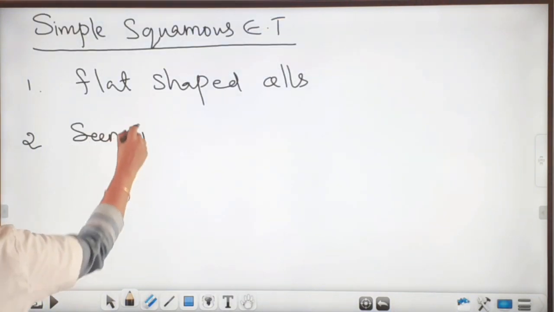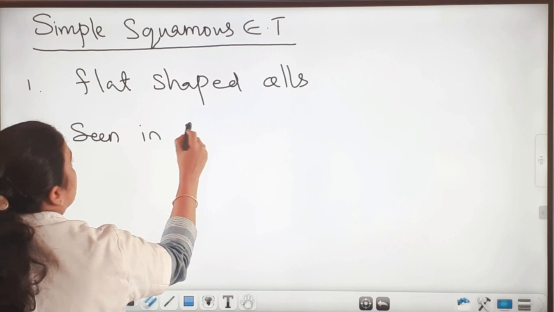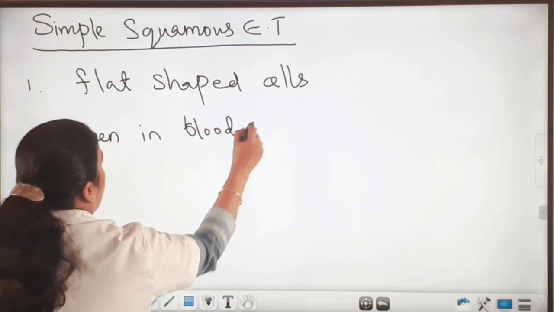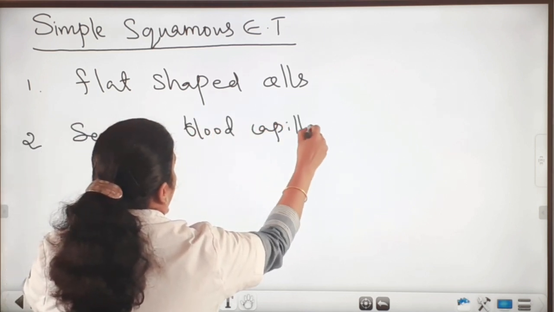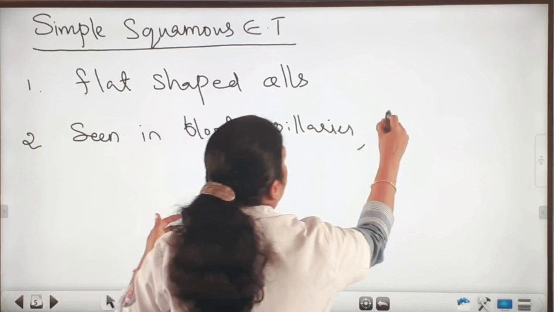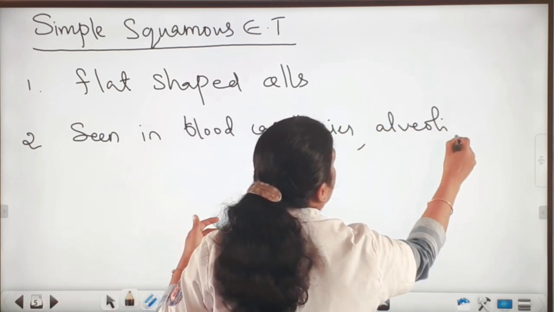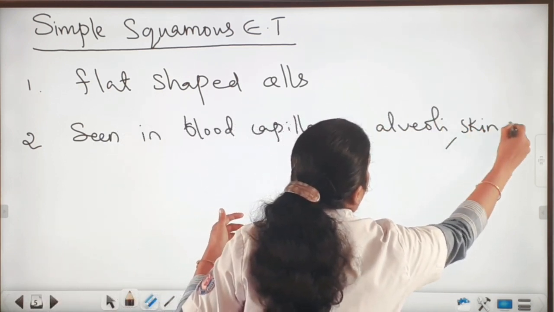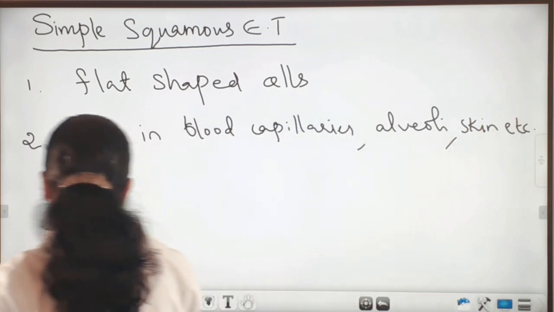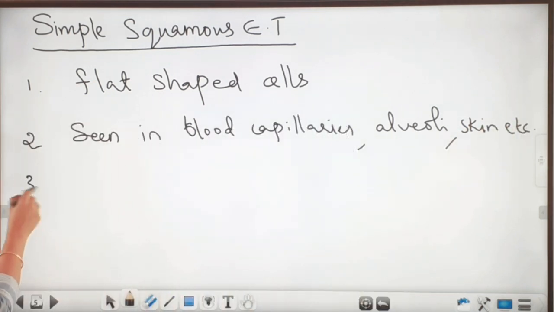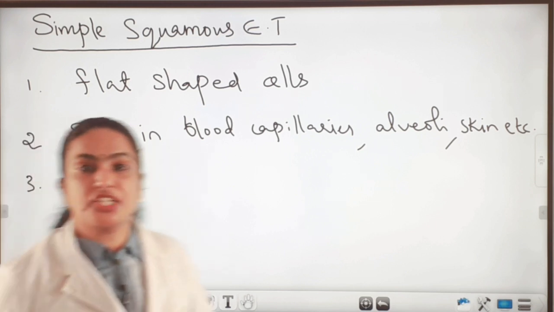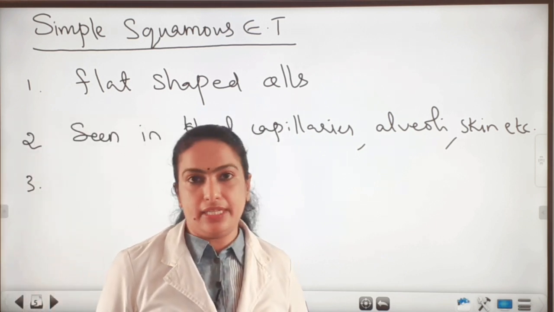Then we can write, seen in blood capillaries, alveoli, skin, etc. And the third point is the function of simple squamous epithelial tissue.